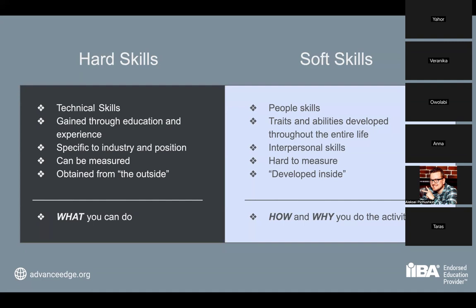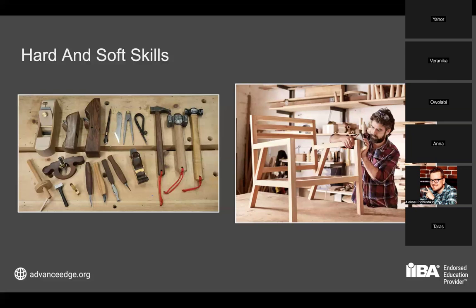So in other words, soft skills are about how and why you do the activities that you are supposed to do. And I have an example here, which is not from the area of business analysis, but I think it is very easy to see how hard and soft skills influence our work results in this example. Let's talk about a carpenter, right? The hard skills for a carpenter here, for simplicity, would be the toolkit that a carpenter has. And here on the left side, I have an image of that toolkit that a carpenter may have.